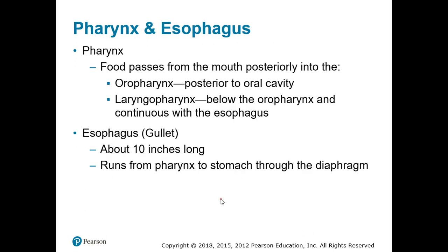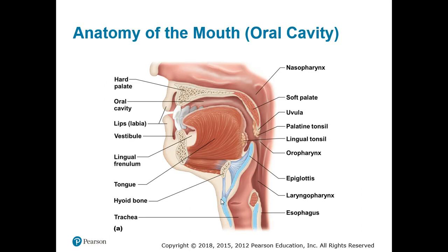Now, within this, we also need to talk about the pharynx and esophagus. The pharynx is where food passes from the mouth posteriorly into your pharynx, also known as your throat. Again, your oropharynx is going to be the posterior part, and your laryngopharynx is below your oropharynx, and it's going to continue on with the esophagus. The esophagus is sometimes known as your gullet. This is about 10 inches long. It runs from your pharynx to your stomach through your diaphragm.